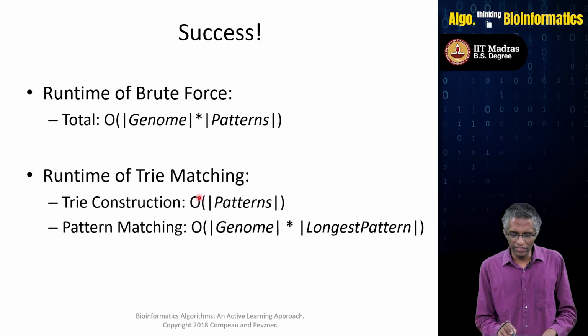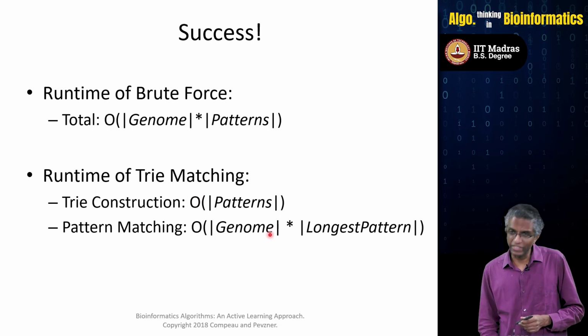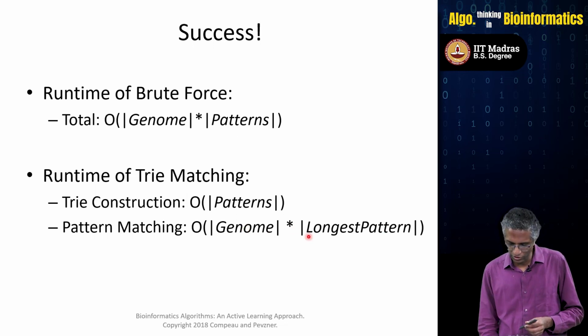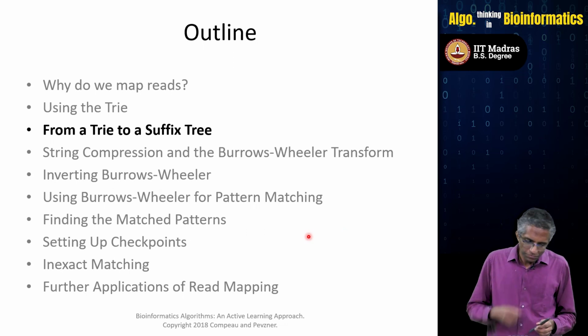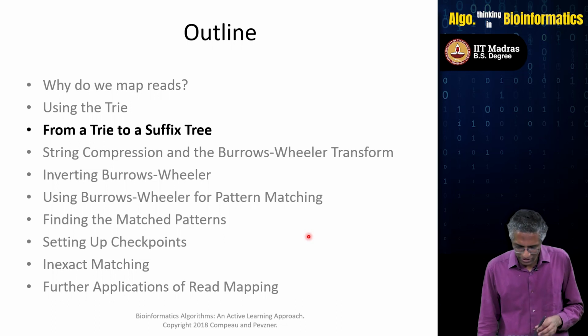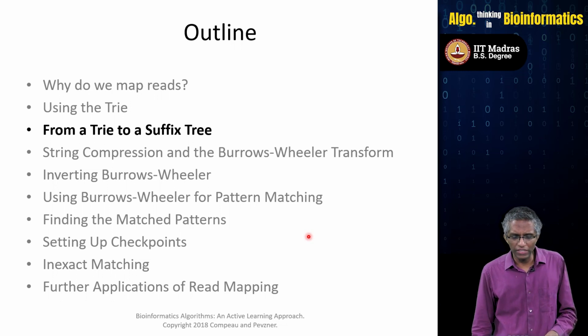So this looks already like an improvement, but can we do better? Can we even remove this longest pattern from this genome? I mean this multiplication by the longest pattern. We'll try to do that, okay? But we may not see all the details, but we will give the main ideas, okay?